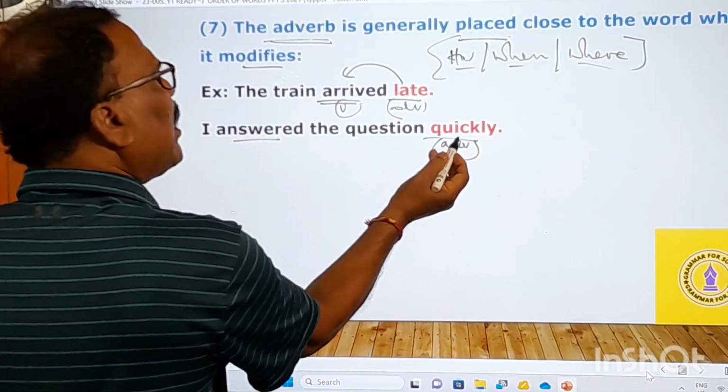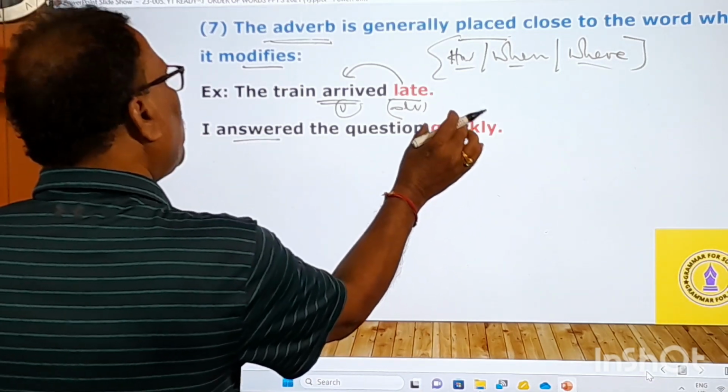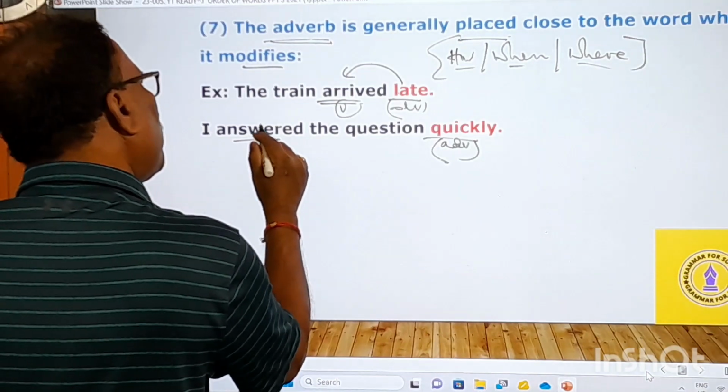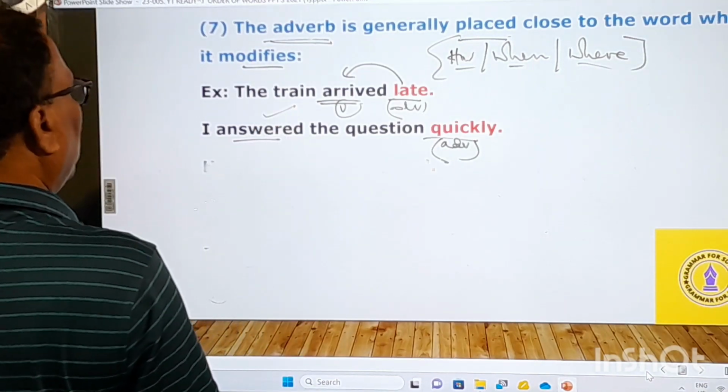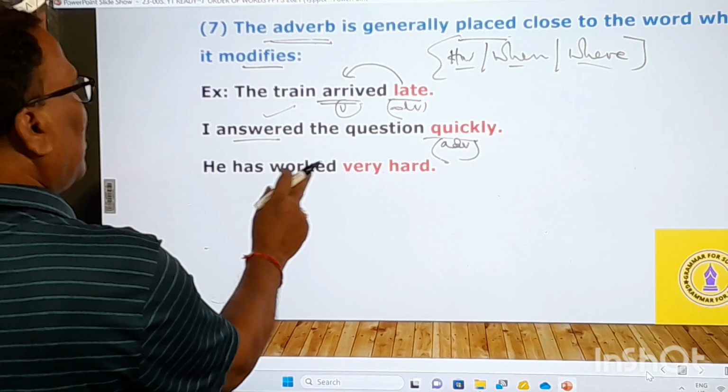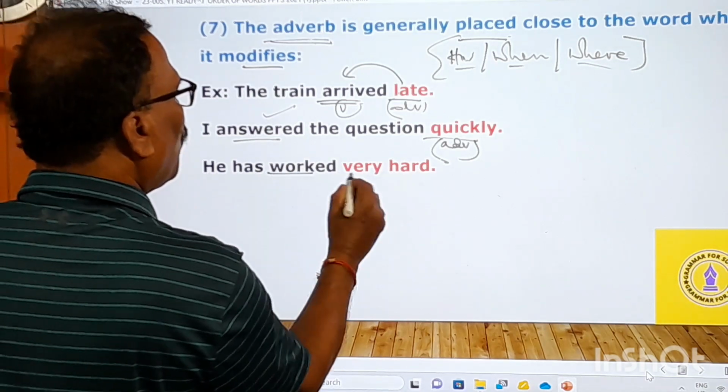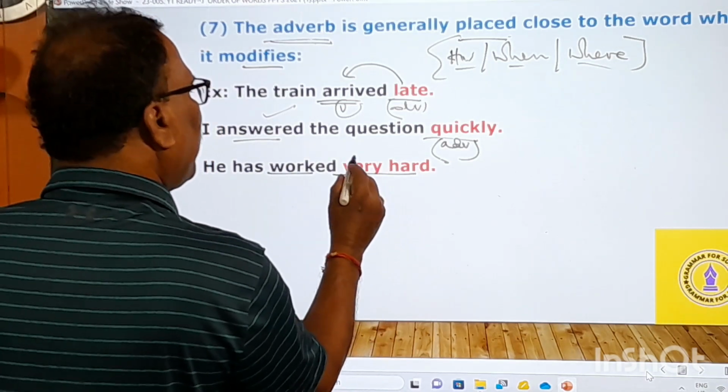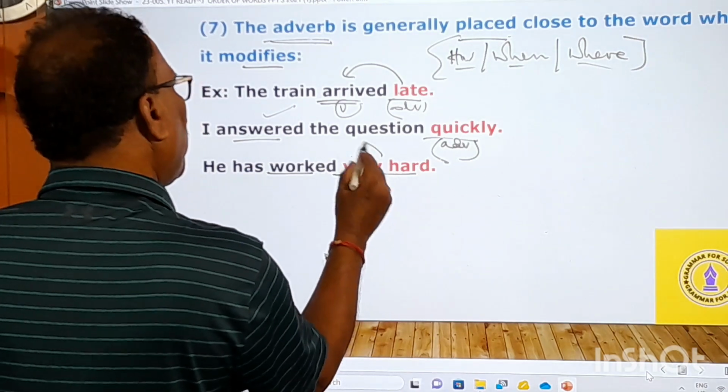I answered the question quickly. It's an adverb, and this adverb is placed very near to this verb. He has worked very hard. He has worked how? Very hard. Very hard is an adverb.